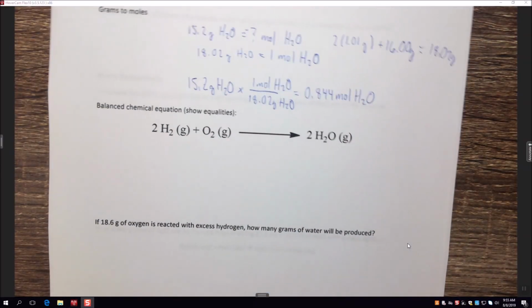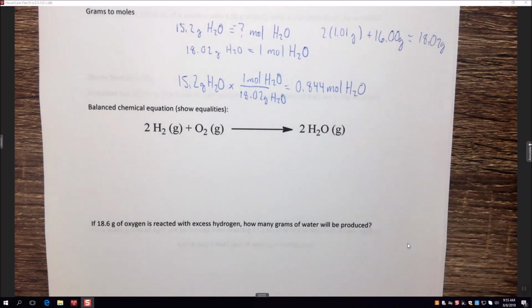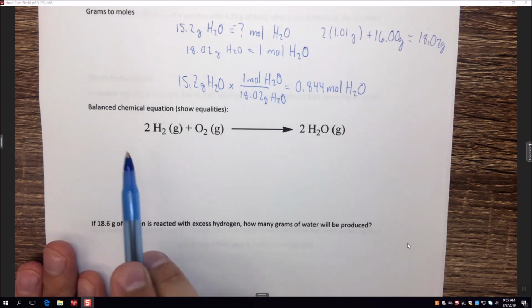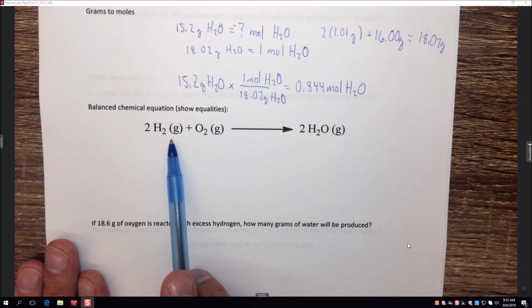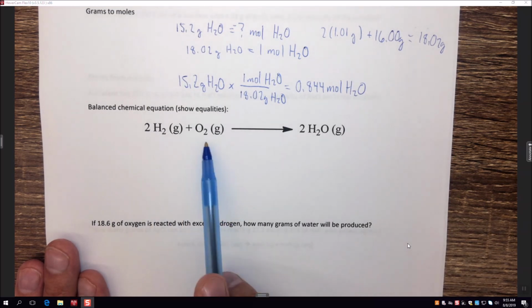All right, so moving right along here, and we're moving relatively quickly from what is a couple weeks worth of lecture in a few minutes, but again, there are videos down below. Here we have a balanced chemical equation, which again involves our water. And it says 2 hydrogen gas plus oxygen gas yields 2 water gas.